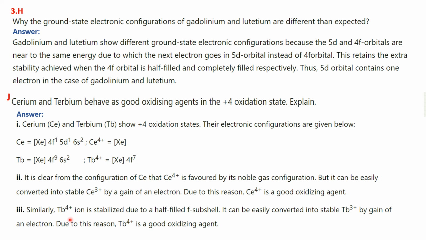Similarly, Tb4+ ion is stabilized due to a half-filled f subshell. It can be easily converted into stable Tb3+ by gain of an electron. Due to this reason, Tb4+ is a good oxidizing agent.